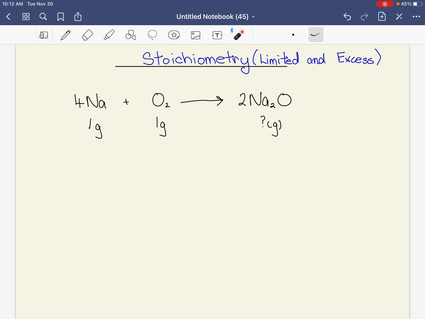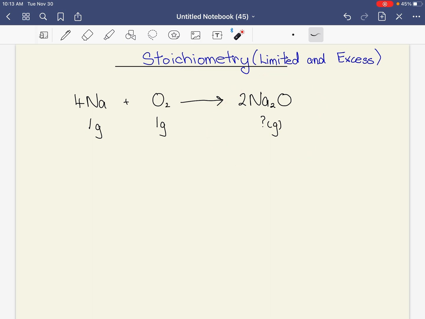So that brings me, of course, to this lesson, limiting and excess reagent. When you are given both reactants, we are not assuming that one of them is unlimited anymore, because last time we were assuming that oxygen was unlimited. Not no more. There's only 1 gram of this and 1 gram of this. We need to know which one is limiting and which one is excess, because we need to use the limiting one to find the product.